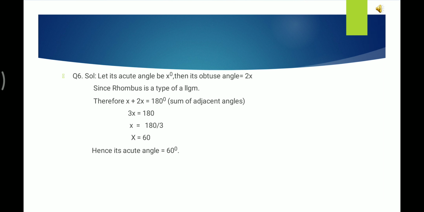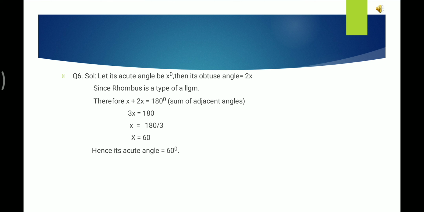Dear children, in question number 6, we have given the size of the obtuse angle of a rhombus is twice the size of its acute angle. And in this question, we have to find its acute angle.